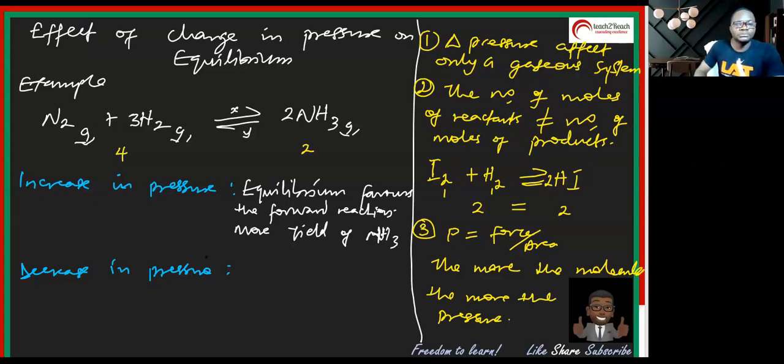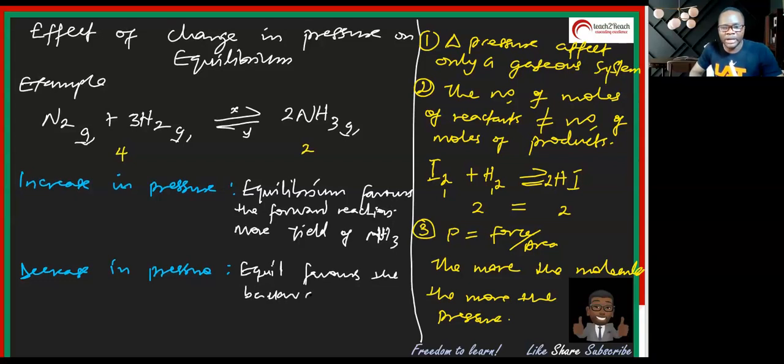Okay, so for a decrease in pressure, can you state what equilibrium will do? It will move to the backwards reaction. Okay, so equilibrium favors the backward reaction. And that simply means less yield of ammonia.